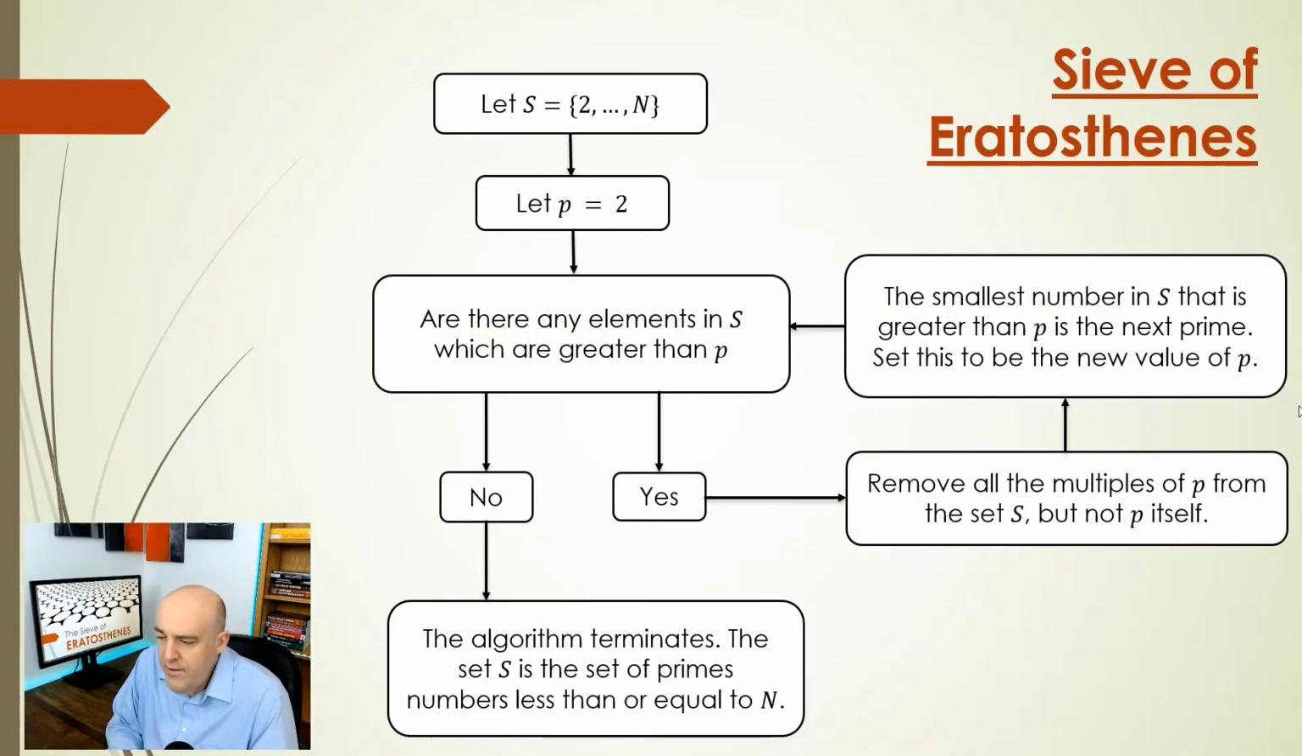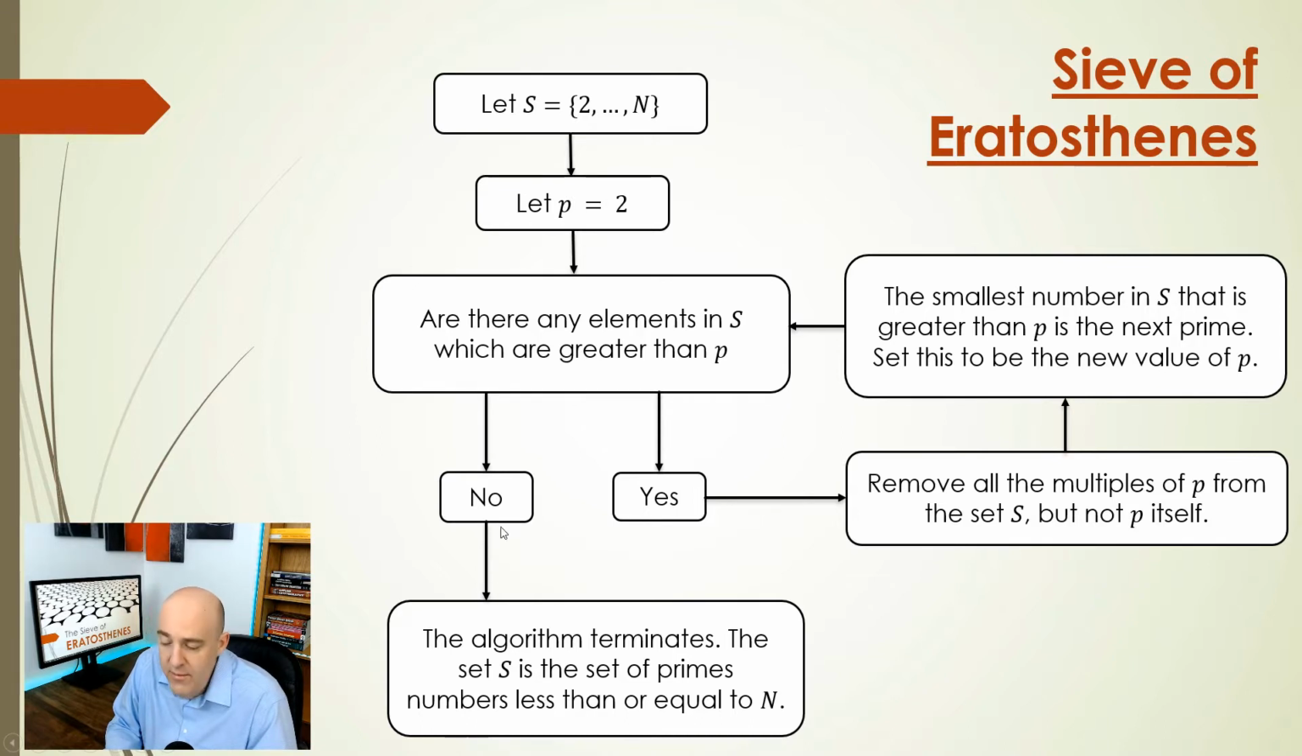All right, let's begin by describing the algorithm. Let's take n to be a positive integer, and we'll define S to be the set of positive integers from 2 to n. We'll define P to be 2 as an initial value, and then we're going to repeat this cycle right here. And what is that cycle? Well, we first look to see if there are any elements in the set S which are greater than P. And if there's not, then the algorithm terminates, and the set S will be the set of primes.